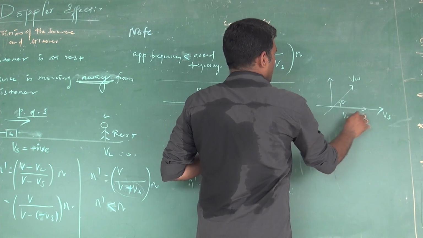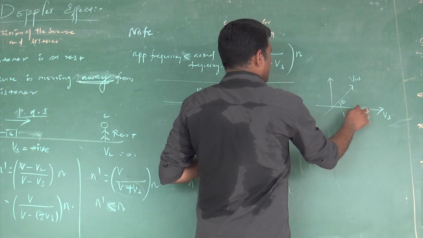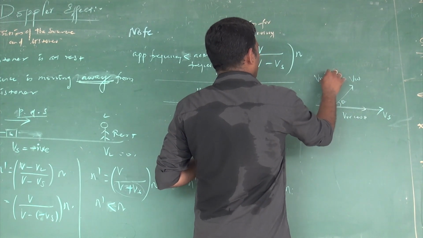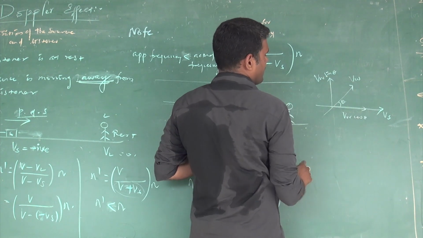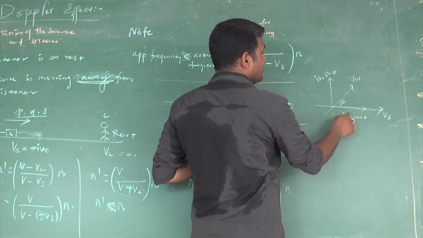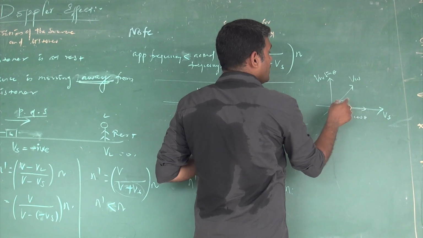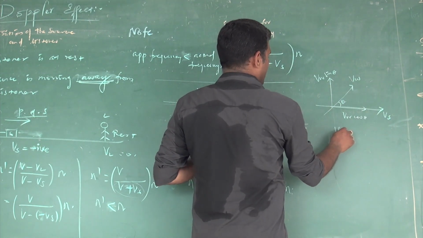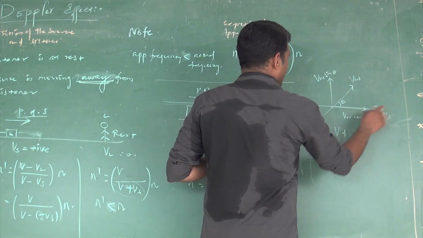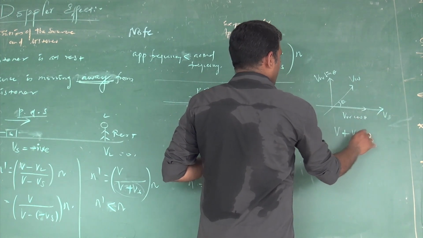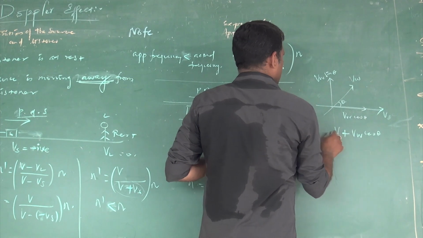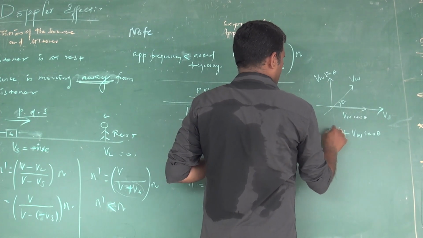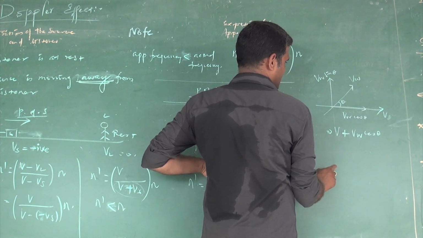One is Vw cos theta, this is the horizontal component, and this one is Vw sin theta, which is the vertical component. We have to add the component which is present along the direction of velocity of sound. So I can write Vs is nothing but V plus Vw cos theta. This is the original velocity, V plus Vw cos theta.